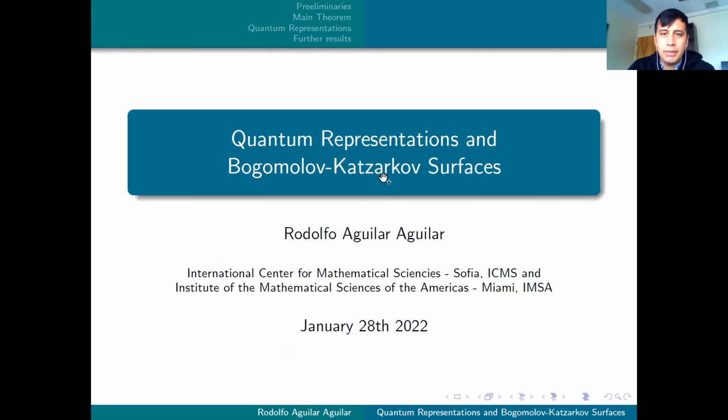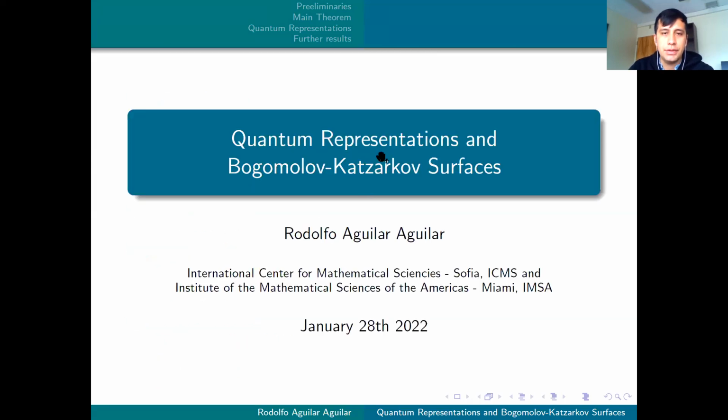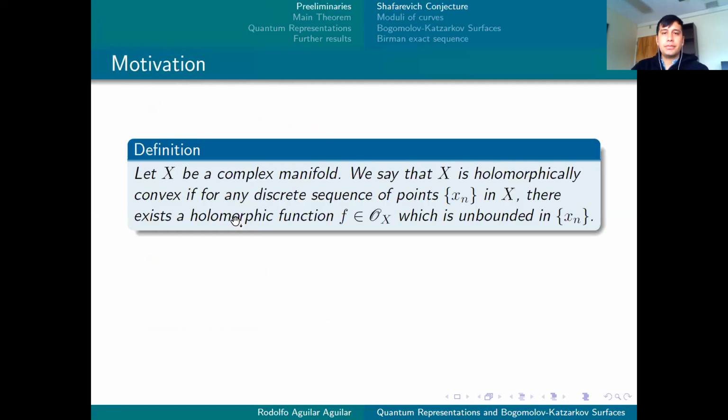So the work that I'm talking about is a work of Eyssidieux-Funar, and they are around some special surfaces that I will try to describe now. They were supposed to be counterexamples to some conjecture. And in this paper, they prove that they are not counterexamples, and they use this quantum representation. This is the main tool that they use. Okay, so let me start from the beginning.